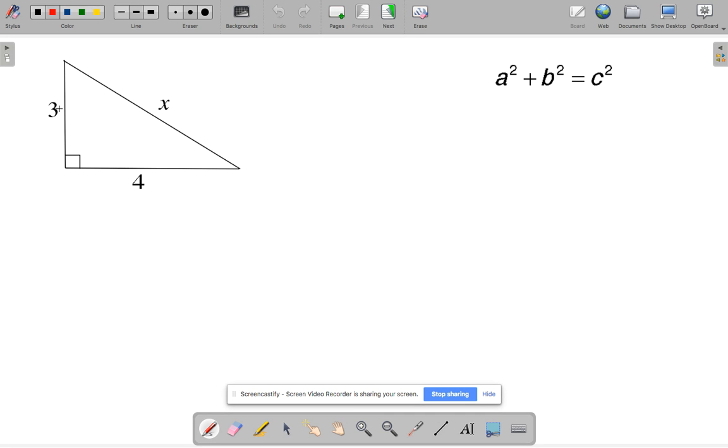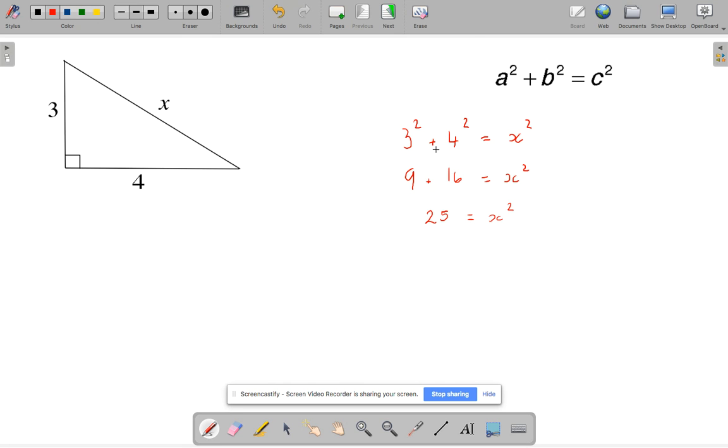So let's write a few things in here. The A could be 3 or it could be 4. So I'm going to write 3 squared plus 4 squared. The biggest side, C, I have now called x squared. So I'm going to work some of these out. 3 squared is 9, and 4 squared is 16, and this equals x squared. So add these two up, it gives me 25, and that's equal to x squared.